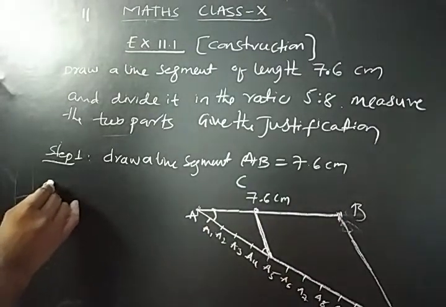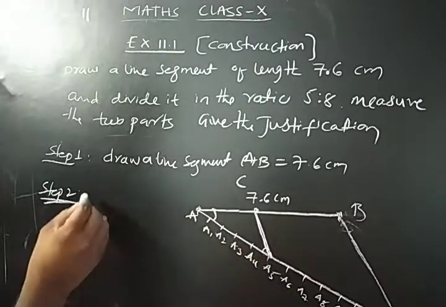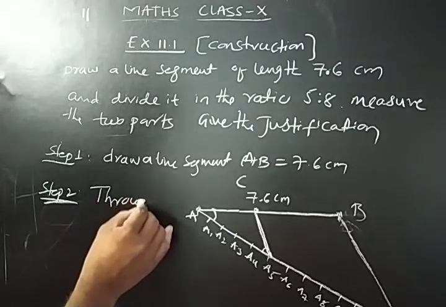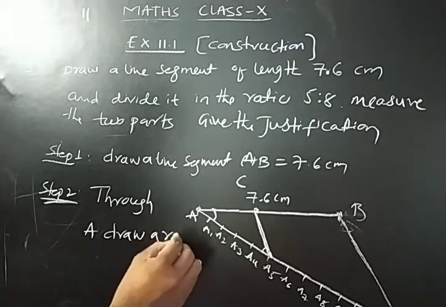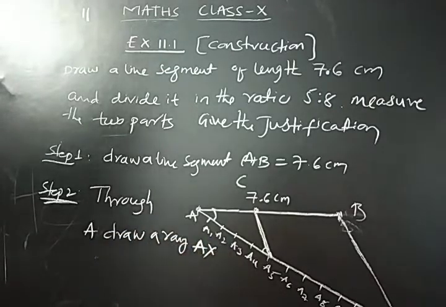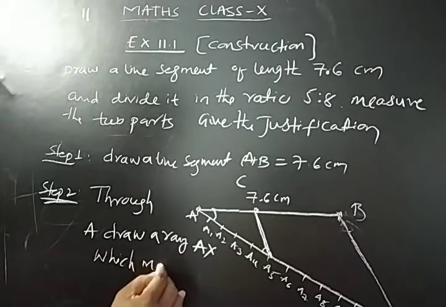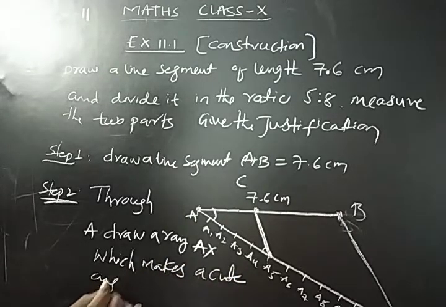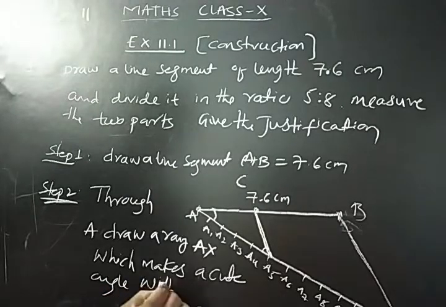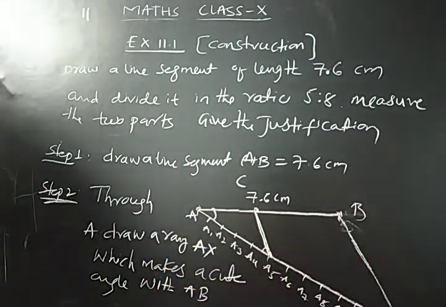Next, step 2. In step 2, what do we have to do? Draw a ray AX which makes an acute angle with AB. So we drew one ray which makes an acute angle with AB. Right? This is the second step.